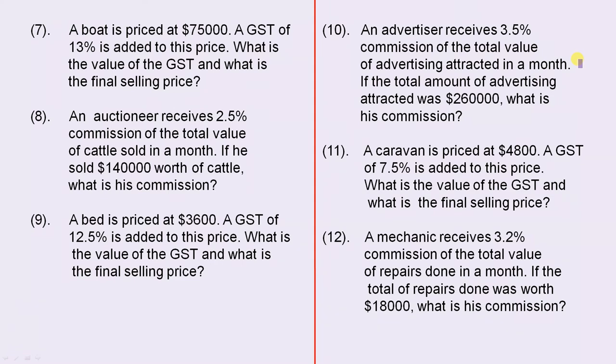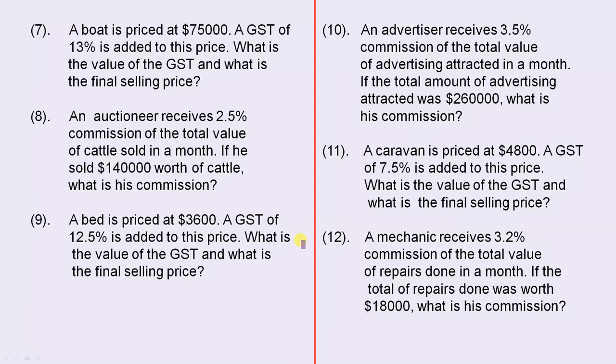A boat is priced at $75,000. A GST of 13% is added to this price. What is the value of the GST and what is the final selling price? An auctioneer receives 2.5% commission of the total value of cattle sold in a month. If he sold $140,000 worth of cattle, what is his commission?